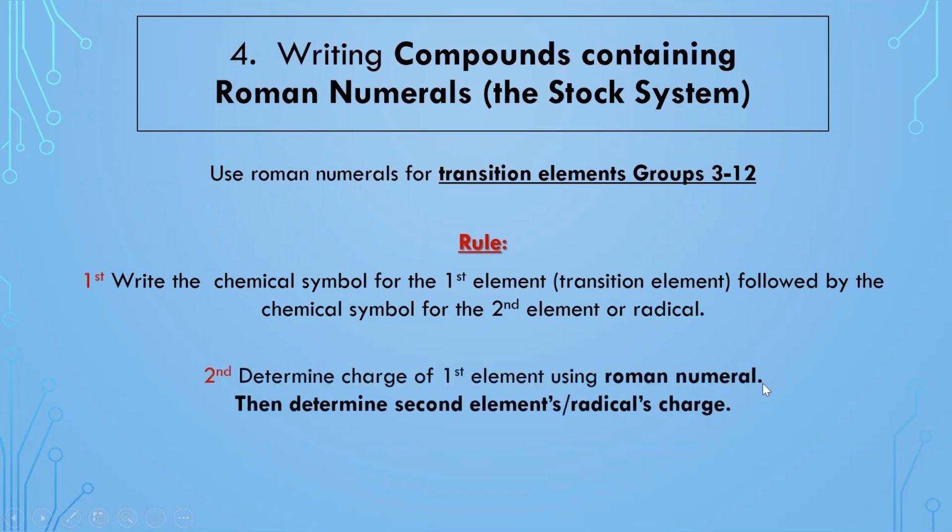You will then have to check charges, except the first element's charge is given to you based on the Roman numeral. So if the Roman numeral is 2, it means that first element, the transition element's charge is 2. You do not have to consult your periodic table for that first element because it's given to you. So it's going to be much easier than last time. And then you'll check the second element's charge from your periodic table, or if it's a radical, you'll check the radical's charge from your radical sheet. And then just like we've been doing, if the charges do not cancel out, you will crisscross to add subscripts. So much easier than it was in 7.1.